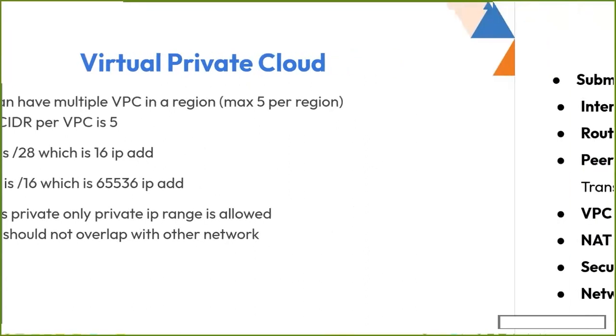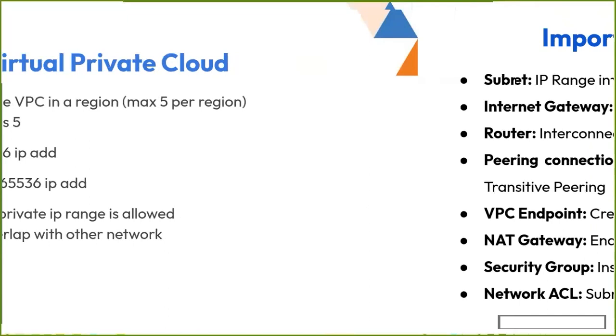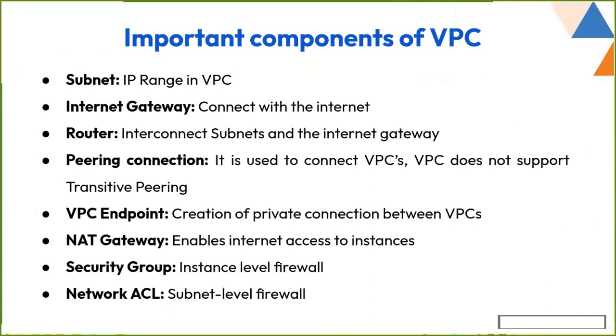Okay. Subnets. What is a subnet? A subnet is a range of IP addresses in a VPC. Okay, and the subnet mask of an IP address determines how many bits can change in an IP address.